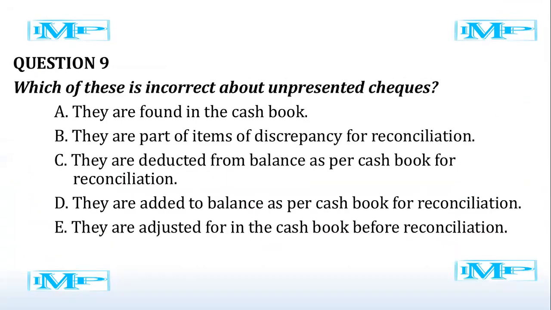Question number 9. Which of these is incorrect about unpresented checks? A. They are found in the cash book. B. They are part of items of discrepancy for reconciliation. C. They are deducted from balance as per cash book for reconciliation. D. They are added to balance as per cash book for reconciliation. E. They are adjusted for in the cash book before reconciliation. And counts.